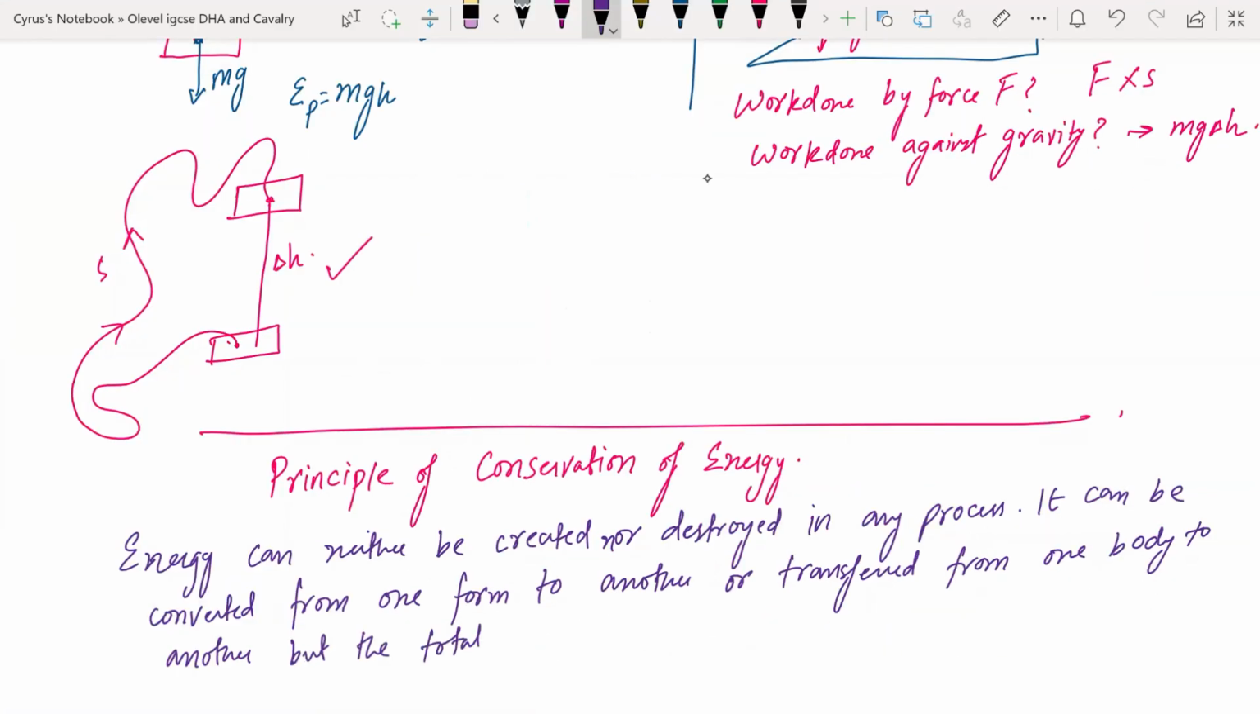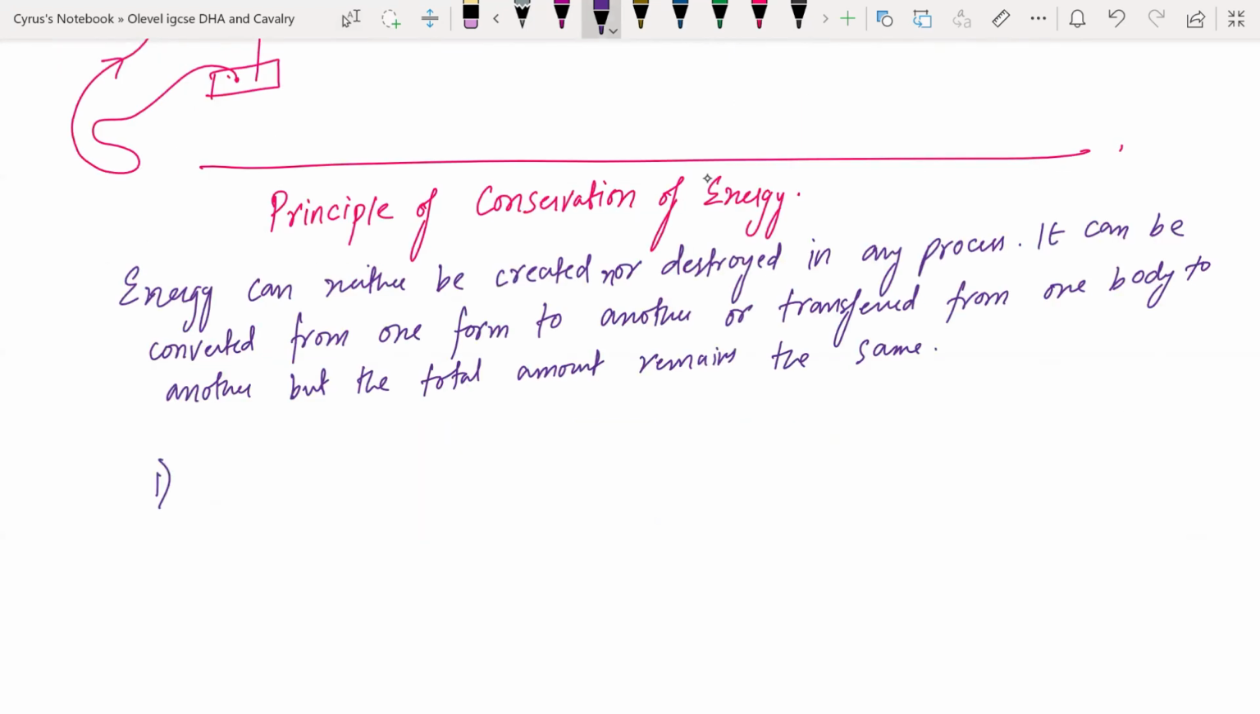Sir, does friction or air resistance affect the amount of energy? एक सेकेंड बेटा, जो फ्रिक्शन और एयर रेजिस्टेंस होता है ना, उससे वो थर्मल एनर्जी में कन्वर्ट हो जाती है. Friction and air resistance converts that energy into thermal energy. ठीक है, heat energy.